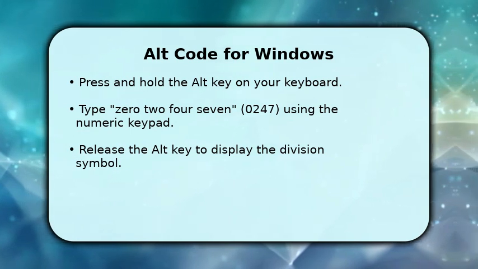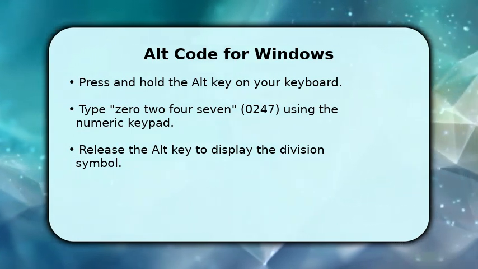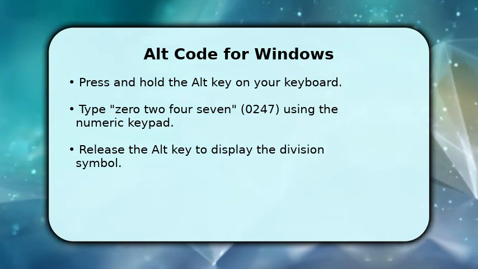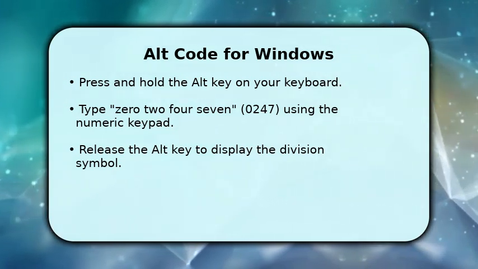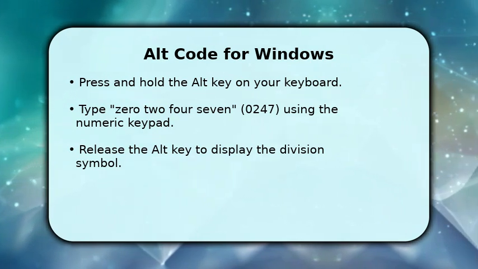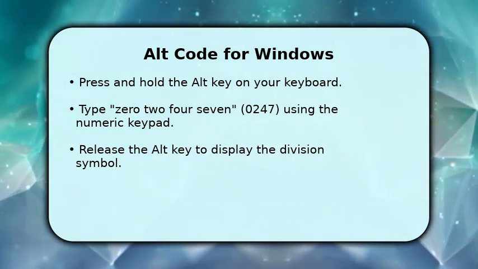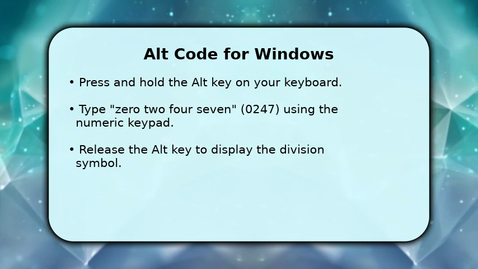First, ensure your numlock is on. Then, press and hold down the Alt key located to the left of your spacebar. While holding Alt, type the numbers 0, 2, 4, 7 on your numeric keypad. Once you release the Alt key, the division symbol will instantly appear in your document.